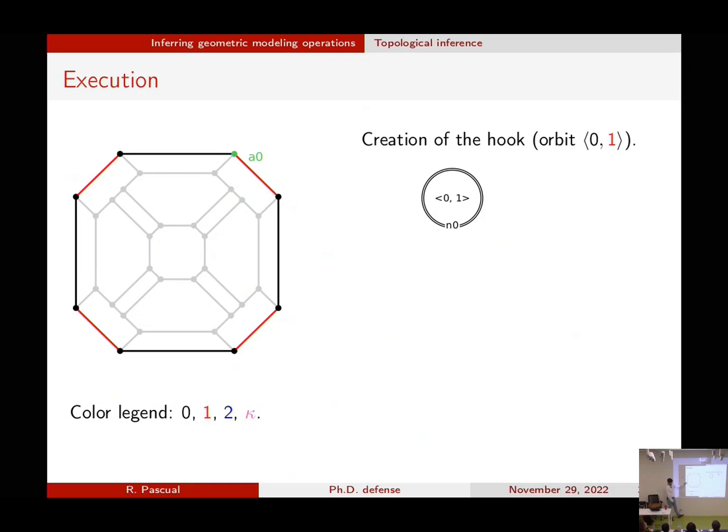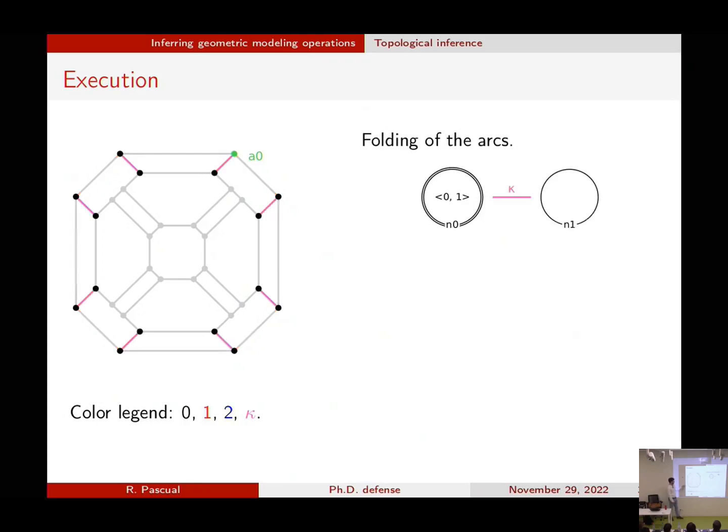So I've already added 0 and 1, and I can then try to extend either 2 or kappa. There are no 2 arcs in my faces because they were extracted. So I only have my kappa arcs. I will try to traverse simultaneously all the kappa arcs from my initial face, and they actually exist. So I will assume that it is possible, and I add a node here. And I will say that, okay, folding the kappa arcs is valid.